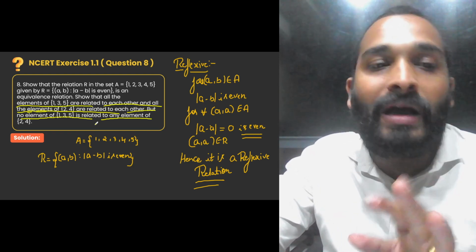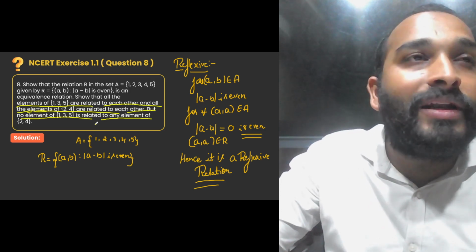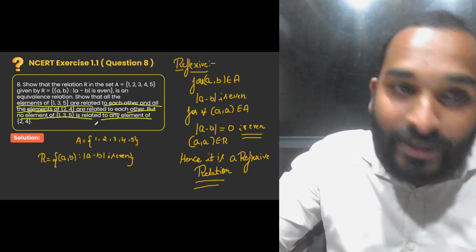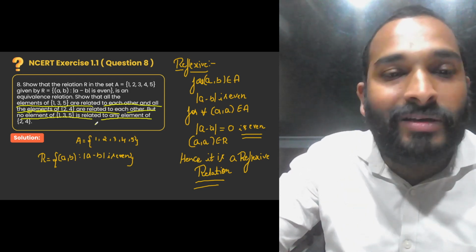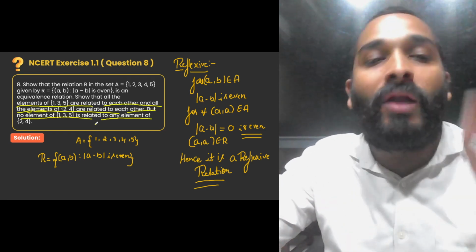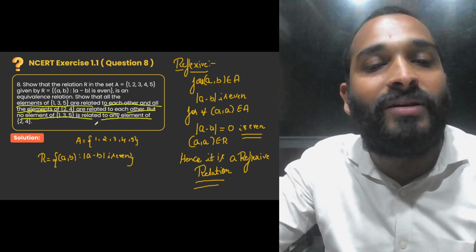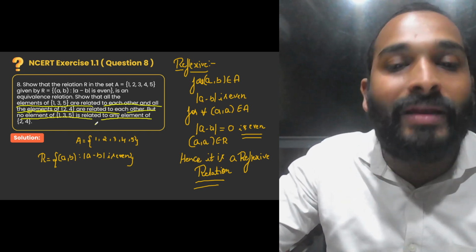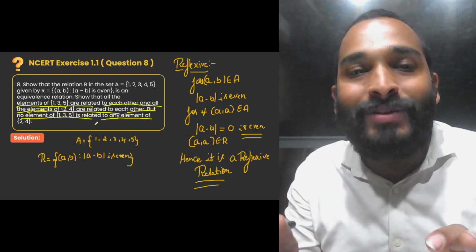And 1, 3, 5. Here all elements are related to each other because all are odd. In the set 2, 4, both the numbers are related to each other because both are even. But a set containing even and odd will not satisfy this relation. Hence, they are not related to any element. I hope you have understood these questions.